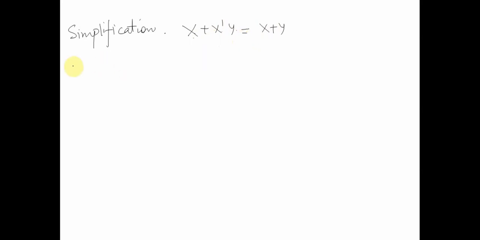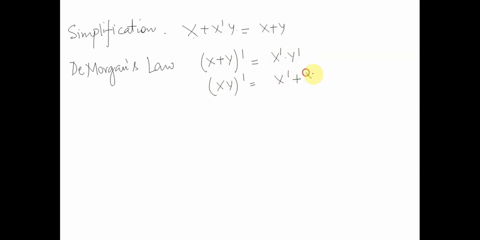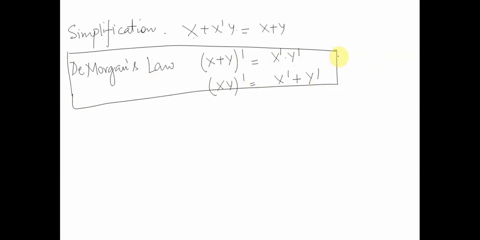Next law is one of the most important laws in digital electronic circuits, and that is called De Morgan's law. De Morgan's law says that (x plus y) whole complement is equal to x complement into y complement, and additionally it says (xy) complement is equal to x complement OR y complement. This is the most important law of digital electronic circuits. You will see this is used extensively in a lot of XOR gates and XNOR gates. (x plus y) whole bar is equal to x bar dot y bar. (xy) bar is equal to x bar plus y bar.